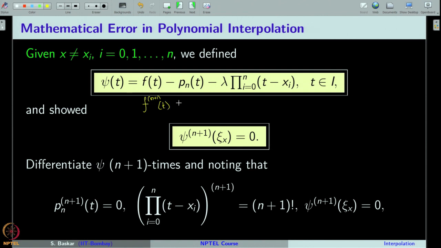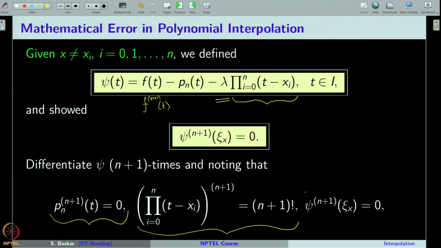And in the second term, when you go to differentiate the polynomial p n of t, remember p n is a polynomial of degree less than or equal to n. Therefore, its n plus first derivative is equal to 0. Then we are not going to differentiate lambda because it is independent of t. Then we will have to differentiate this product, and that will give us n plus 1 factorial.